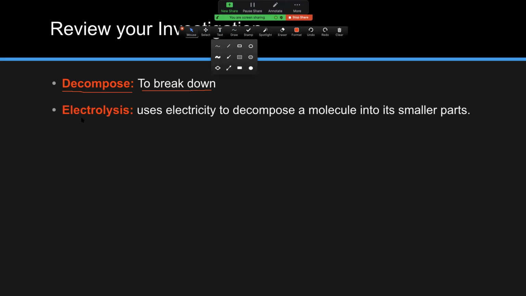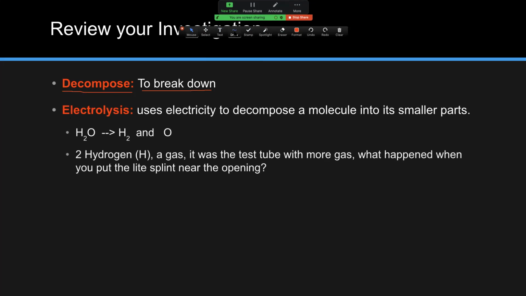Electrolysis is going to use electricity to break down a molecule into smaller parts. So when something decomposes, it breaks down into smaller parts. What we did is we took some water, H2O, we added some electricity, and we got H2 and O2. Both of these were gases that were in the test tube.